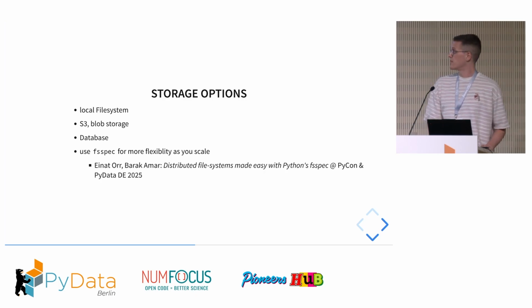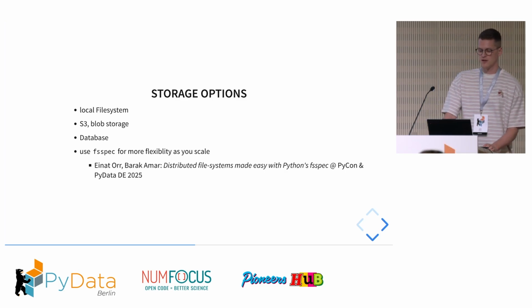But if you're going file system, I can also highly recommend FSspec for more flexibility as you scale. So you can first say, okay, we ingest a couple, I don't know, gigabytes per hour. We can write this to disk and deal with it later. As your system scales, you might want to also do this in an S3 storage right away. And FSspec is basically a pretty cool abstraction on top of that. So you can have one API for different types of storage.